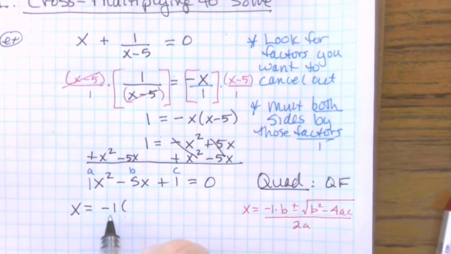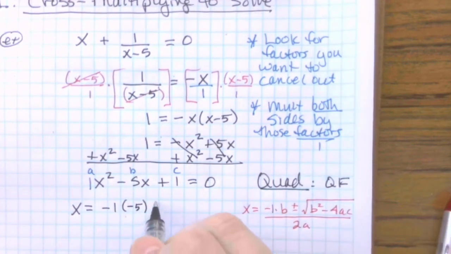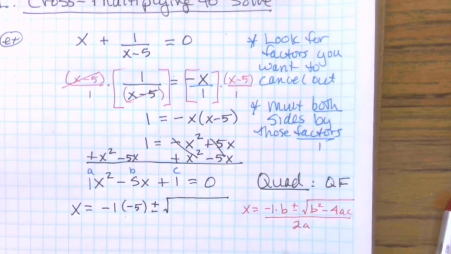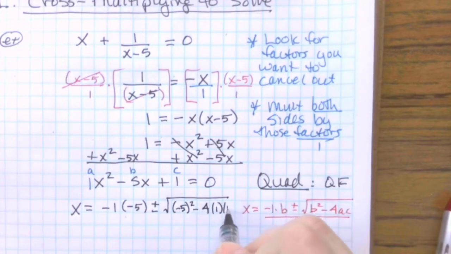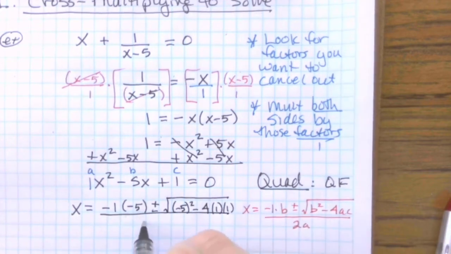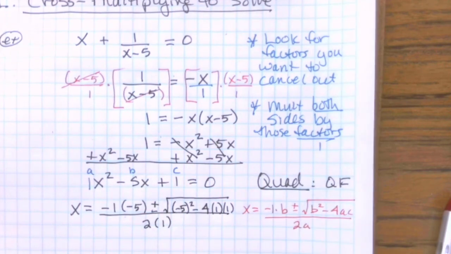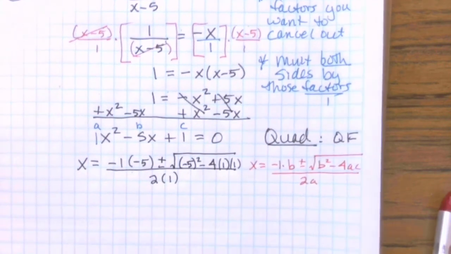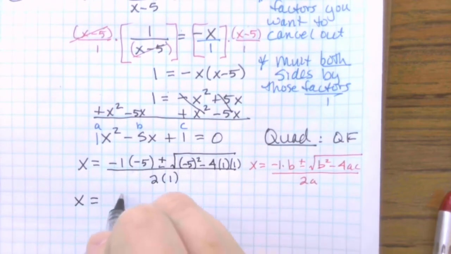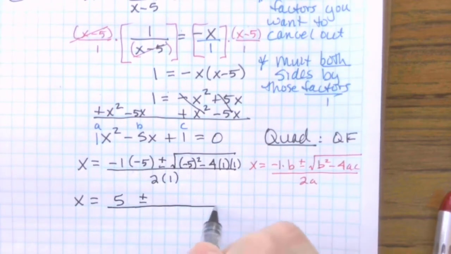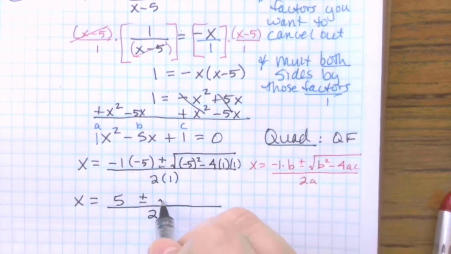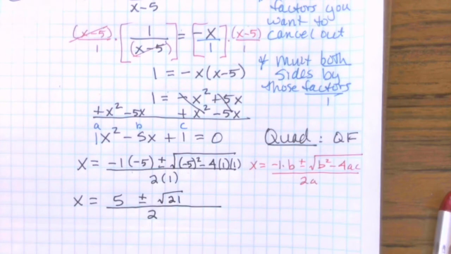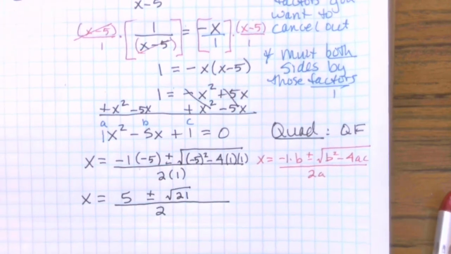All right, so here we go. Negative 1 times b, which is negative 5, plus and minus the square root of negative 5 squared minus 4 times 1 times 1, all over 2 times a, which is 1. Okay, let's simplify. You have a positive 5 on the top. You have a 2 on the bottom. So this is 25 minus 4, which is 21. So this is 2 separate answers, but it is correct.